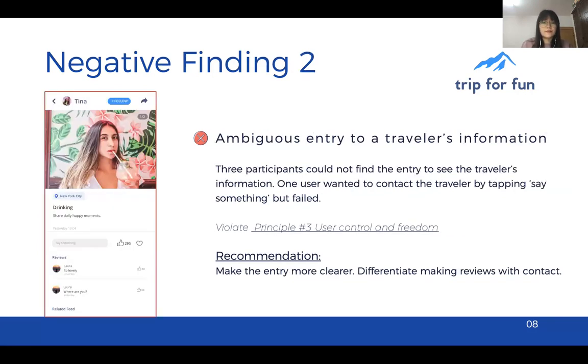And second, ambiguous entry to a traveler's information. 3 participants could not find the entry to see the traveler's information. One user wanted to contact the traveler by typing something, but failed. So I made the entry clearer, differentiating making reviews from their content.